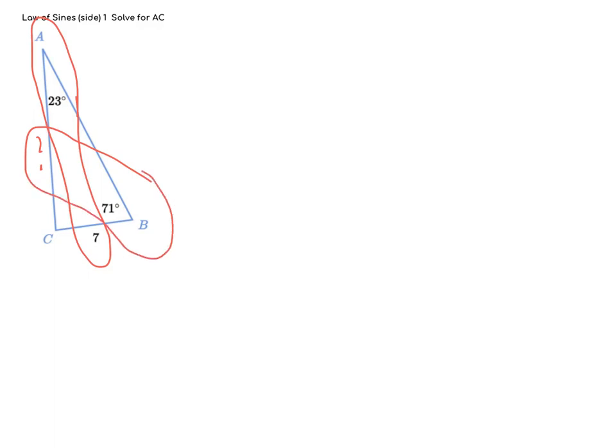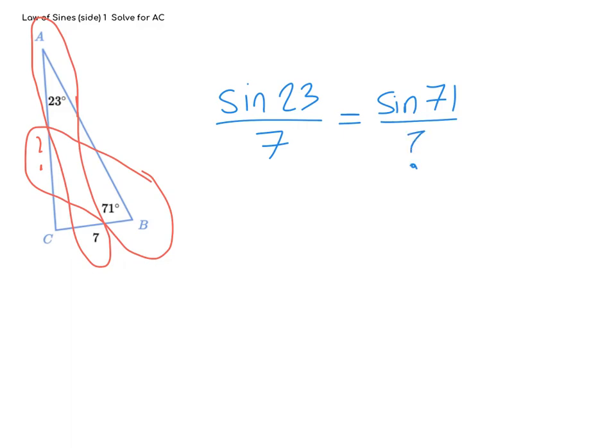Let's take the time to set up our law of sines. So that'll give us sine of 23 divided by 7 is equal to sine of 71 divided by question mark. Now that we have our setup, let's do that first step of a calculation. And to do that, we're going to do the calculator, so sine of 23 divided by 7.